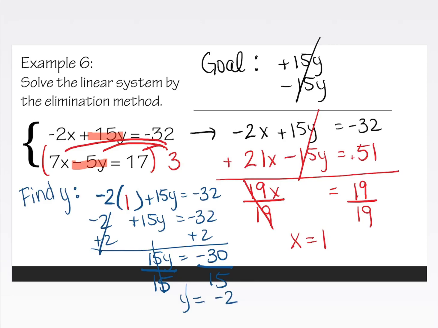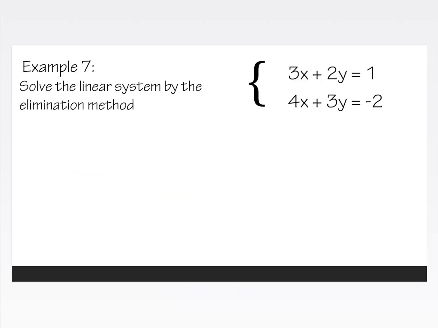So our solution here, our x-coordinate is 1 and our y-coordinate is negative 2. Perfect. Moving on to our last example, example number 7, we're going to solve the linear system also by using elimination. However, notice how when we want to eliminate either our x variable or our y variable, there isn't an easy number that we can multiply just one equation by in order to eliminate one of the variables. Instead, we need to multiply both equations.